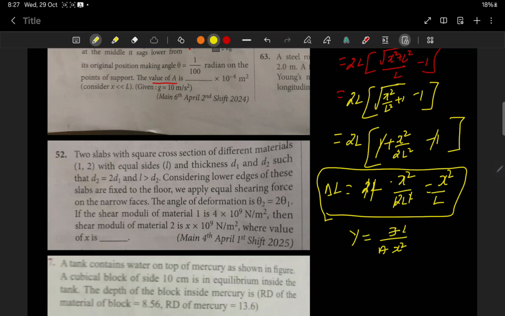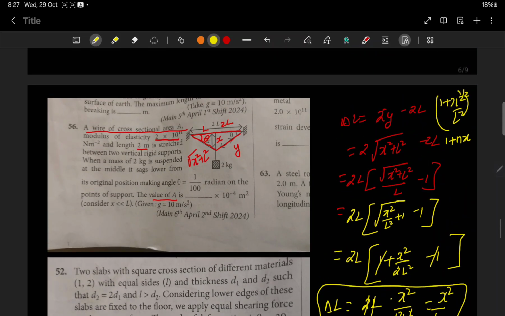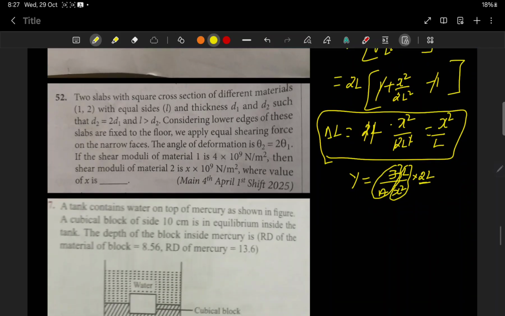X square into L, and here what is the value of your L? That is 2L. Okay, this is your stress. This is your del L, this is your total length which is given here as 2L. Okay, that is what I did.